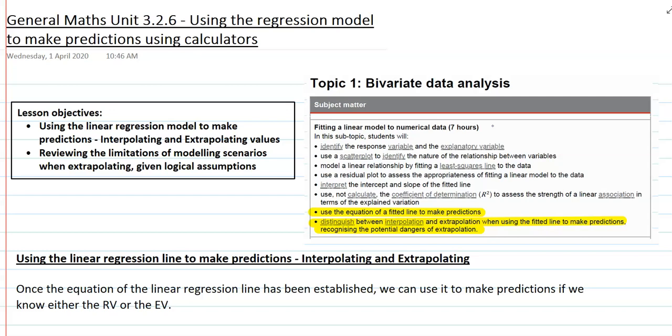This lesson is another one from Unit 3 of the Queensland Maths General syllabus, where we're using the regression model we've developed previously to make predictions. The lesson objectives are using the linear regression models we've established to make predictions, and we're going to look at what interpolating and extrapolating values means. In line with that, we're also being very careful to consider the limitations of modelling scenarios, particularly when we're extrapolating, given some logical assumptions about the model.